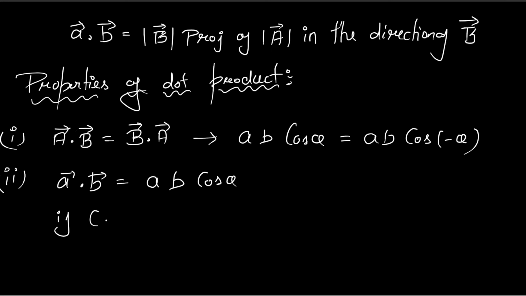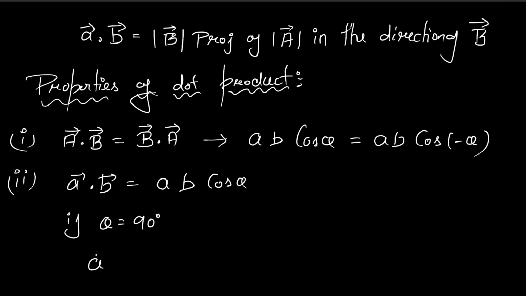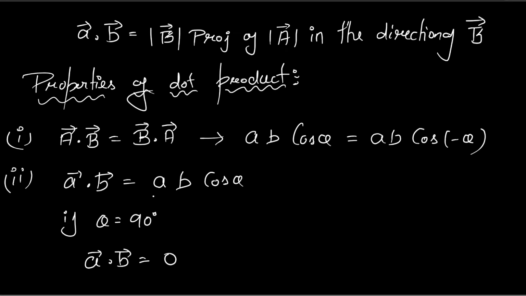If theta is equal to 90 degrees, then it is 0. Yes, A dot B vector is equal to 0 because cos 90 degrees is 0. Then we simply say that they are independent of each other. They can't have any projection over each other.